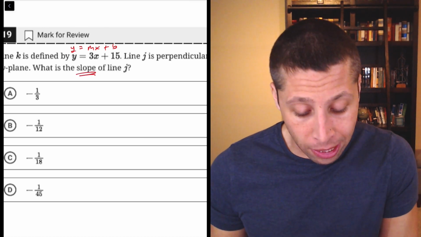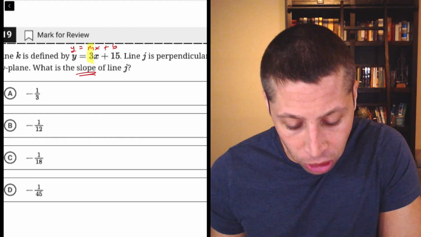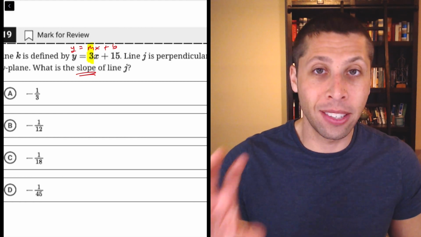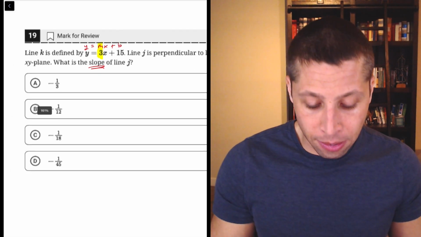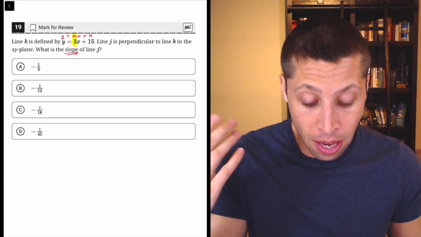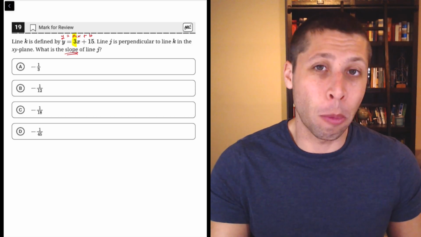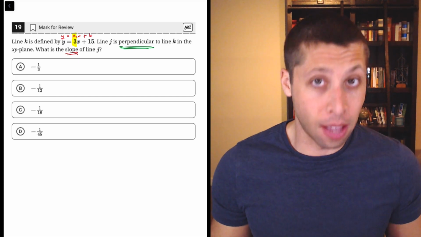And for this question, they clearly tell us slope is what's important, and so that is the m portion of the equation. So that is the part that's attached to the x. So in this case, we can see that the slope of this line k that they give us is 3, but we don't want the slope of line k. We want a slope that is perpendicular to line k.